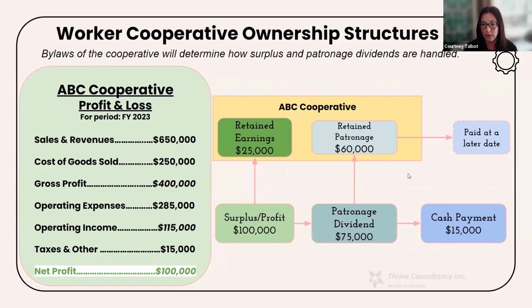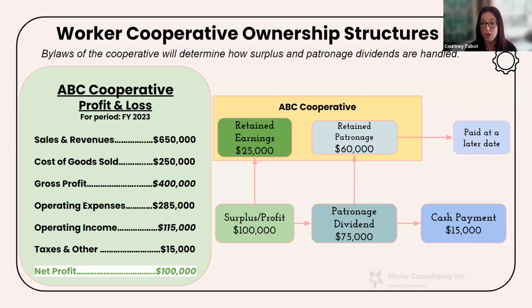ABC Cooperative, in the yellow box, is keeping 25,000 of the surplus of the profit, right? Because they've written that in their bylaws. So that will be the amount that goes over to retained earnings of our 100,000. That leaves 75,000, right? Well, that is the amount that's getting split up into retained patronage in the worker owner equity accounts, also being paid out in cash. Remember, we have to give them at least 20% in cash.